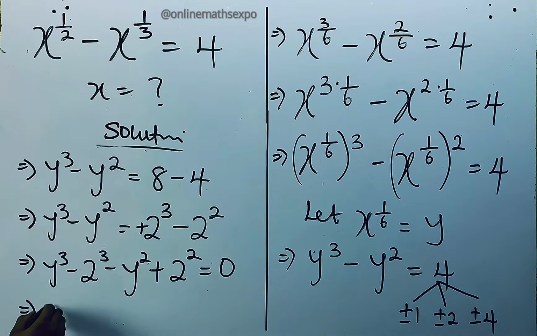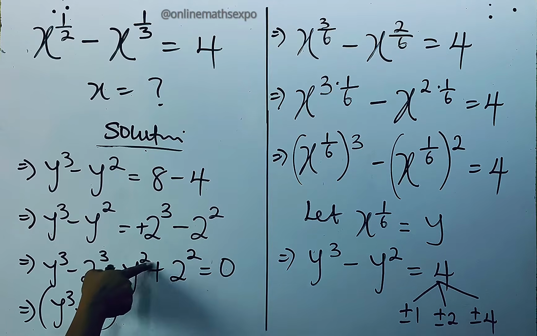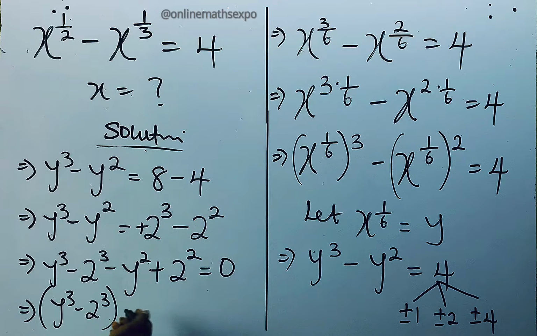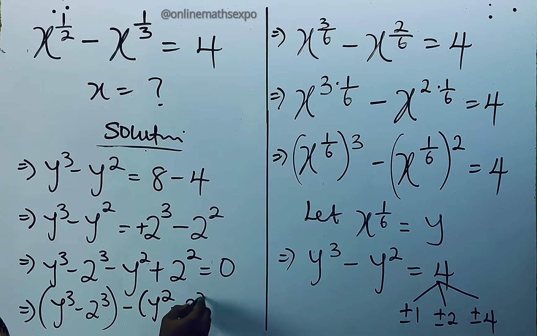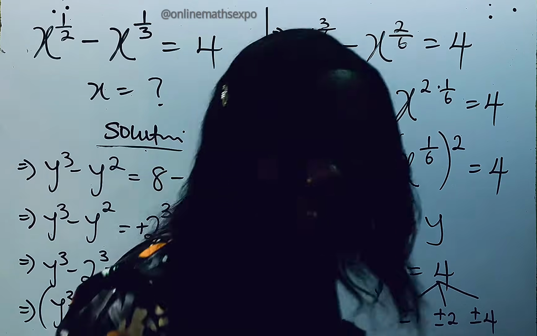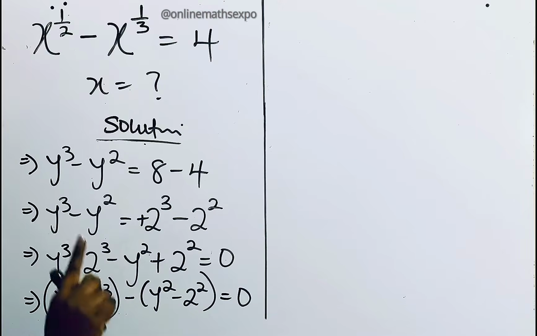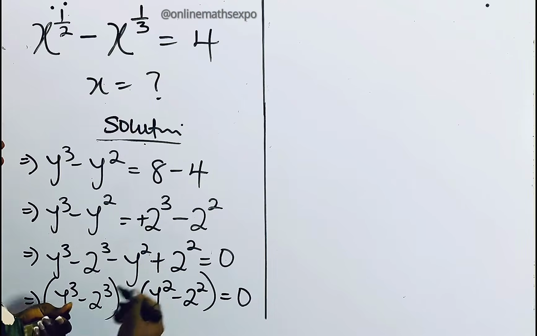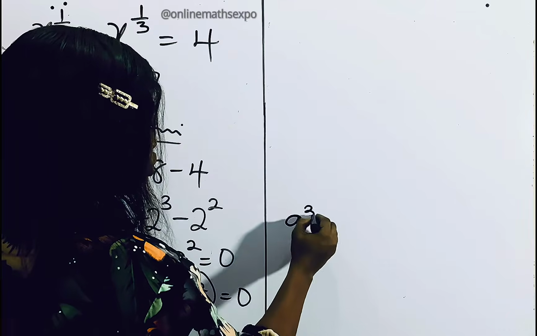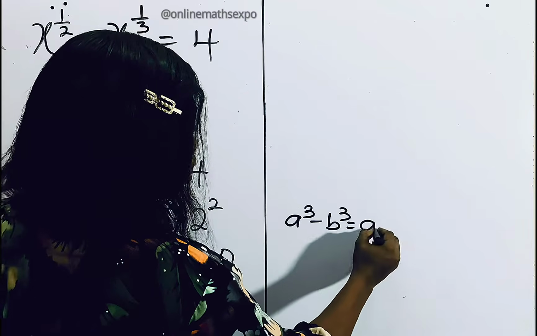So we keep simplifying. We now have y cubed minus 2 cubed. Now these ones, you see, they're of the same power, so let's bring them together. We factor the negative out. So we have negative y squared minus 2 squared, so that when you distribute this, it gives you back this. And everything is equal to 0. At this point, what do we do? Let me tell you.